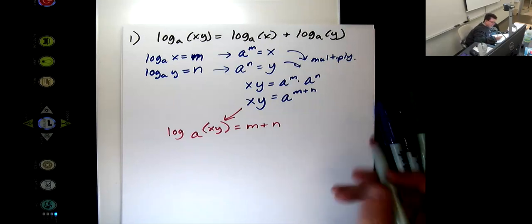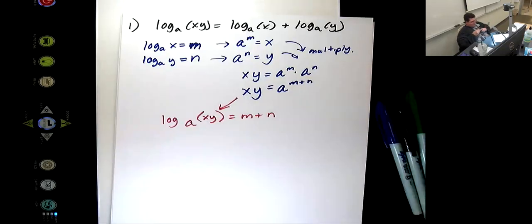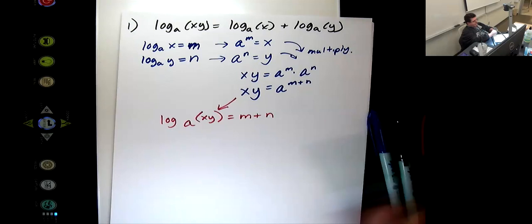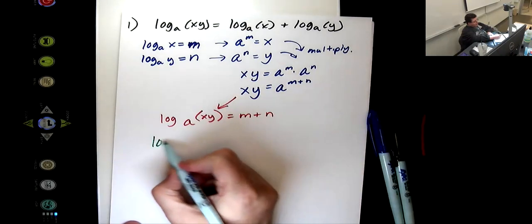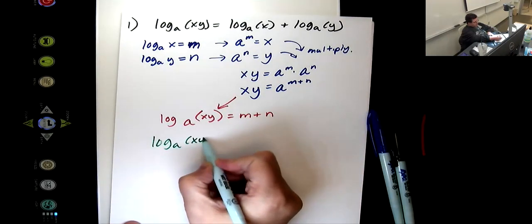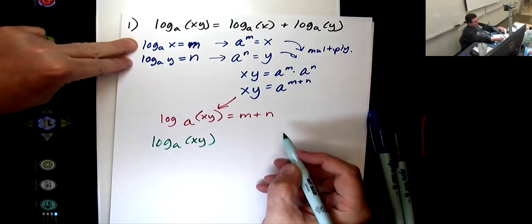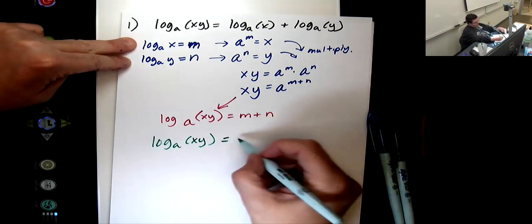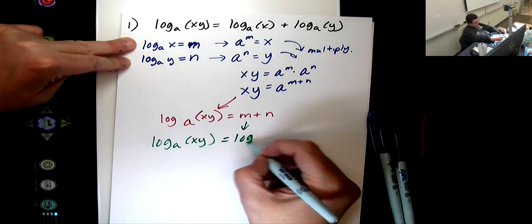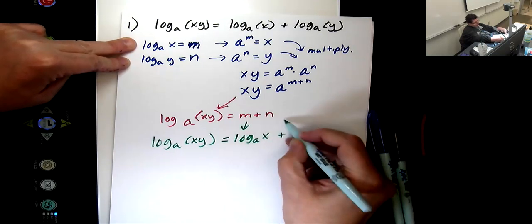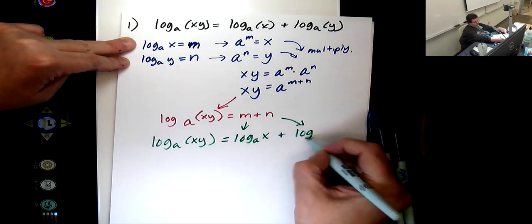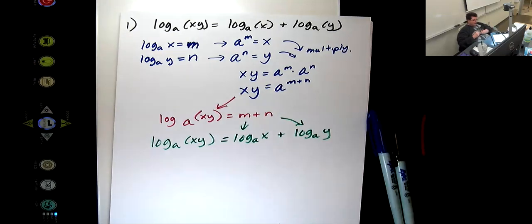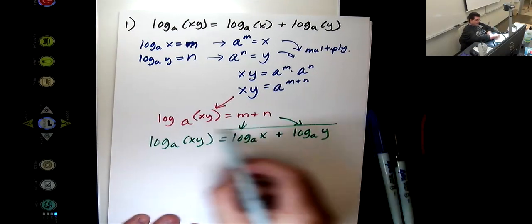Right? Yeah. All right, what was M and what was N here? We're almost done with the proof. M and N were defined up here. So M is log base A of X, and N is log base A of Y. And we have shown that property.